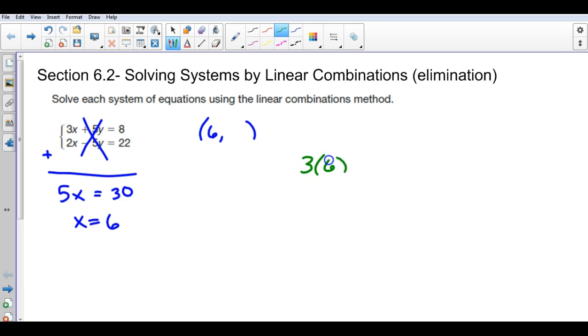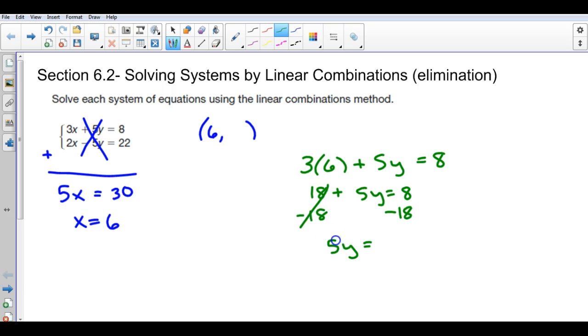So x equals 6. So I have 3 times 6 plus 5y equals 8. So 18 plus 5y equals 8. Subtract 18 on both sides. So we're trying to get that y value. 5y equals negative 10. So when you divide both of your sides by 5, I'm kind of cruising through the algebra here. So y ends up being negative 2. So our final answer is the point 6, negative 2.